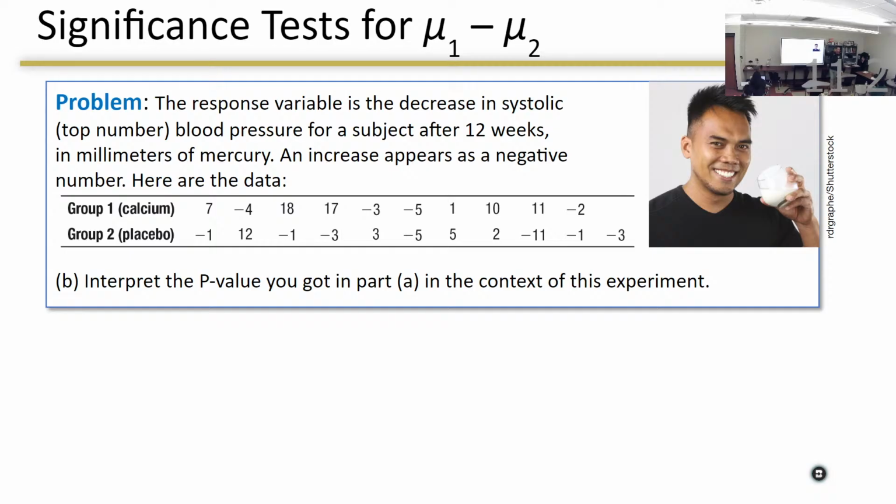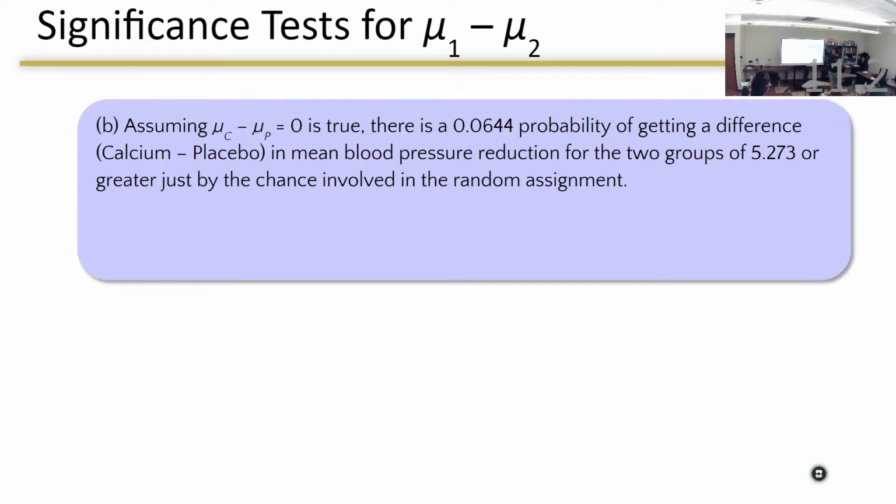Interpret the p-value. Don't forget that. The p-value is the chance of getting the test statistic, the chance of getting the difference we got, or greater, or less for this one. I think this one was or greater. Assuming Ho is true, you've got to put all that in there. Assuming Ho is true, there's a 0.0644 probability of getting a difference of mean blood pressure in the two groups of 5.273 or greater.